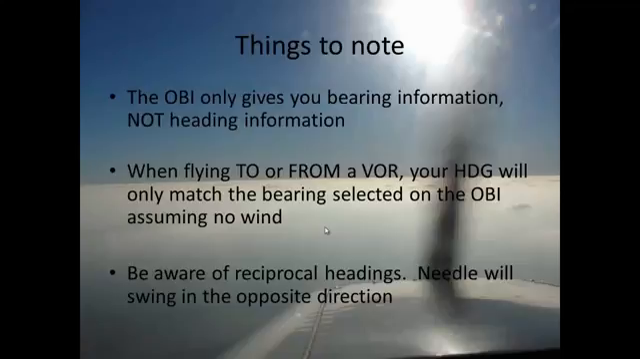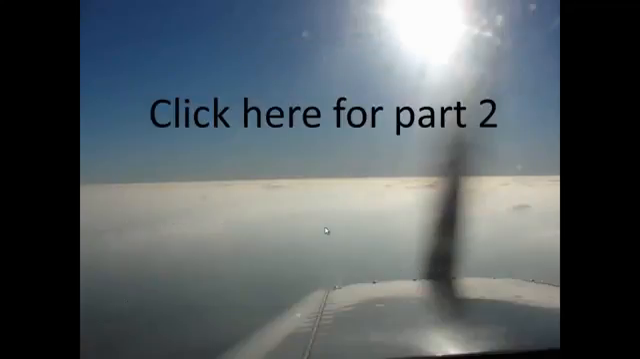So, not sure if I rushed that. Apologies if I did. I think I covered it in a relative amount of detail. And click here for part 2, and you should be able to see me flying a VOR exactly as we mentioned on that map, from Alton Towers to the TNT VOR and back again.